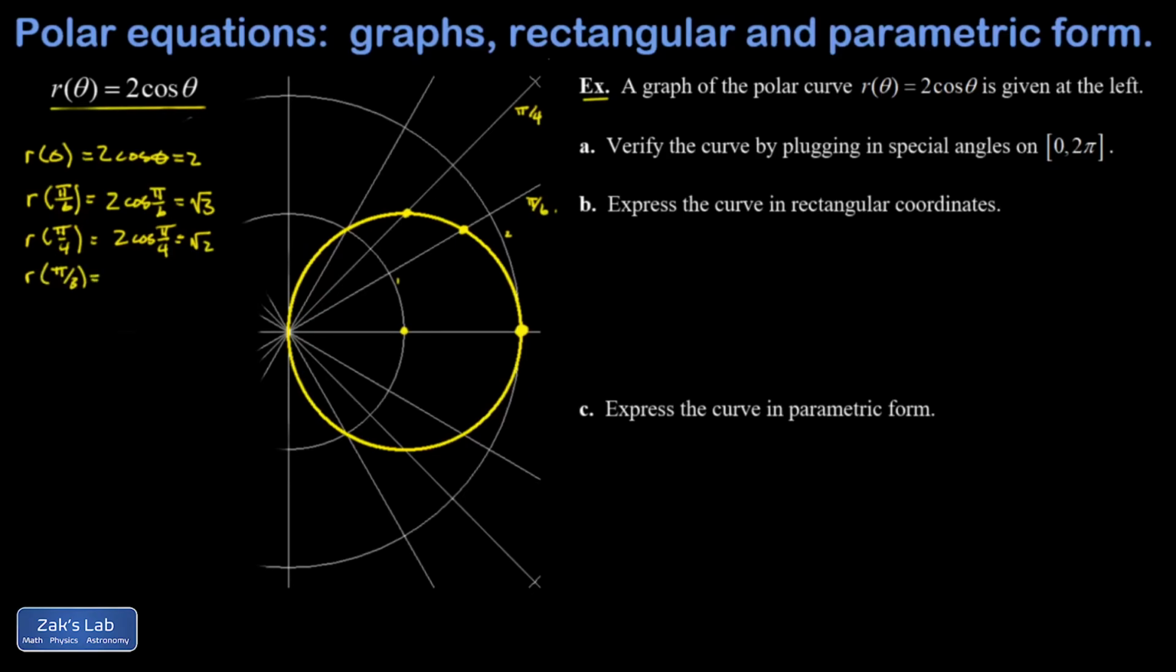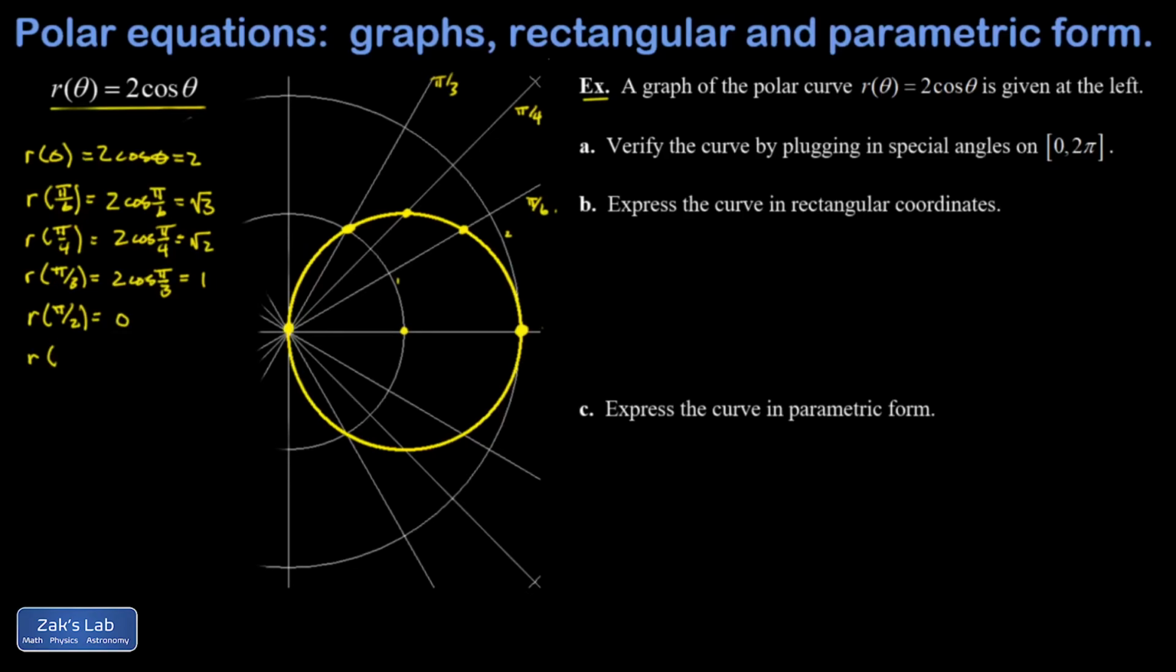Go to theta equals pi over 3. Cosine pi over 3 is a half, so I get 1. And it looks good when I aim along this line of sight for pi over 3. I land right on r equals 1. R of pi over 2, the cosine of pi over 2 is 0. So when we aim straight up, we go a distance of 0 from the origin.